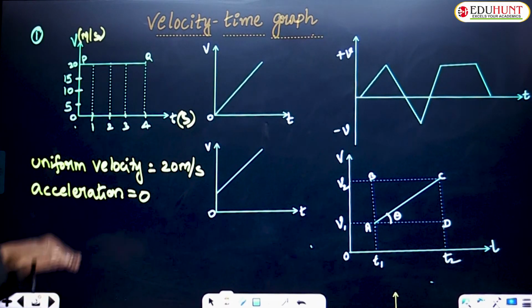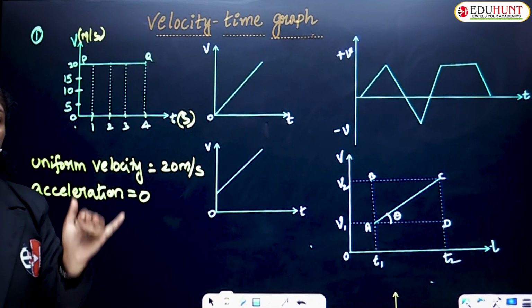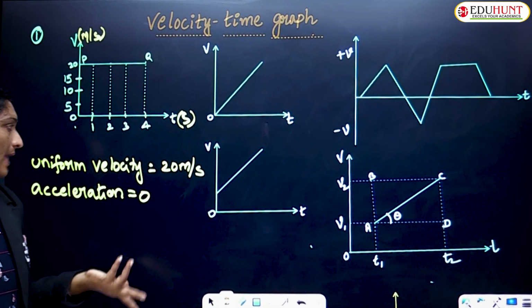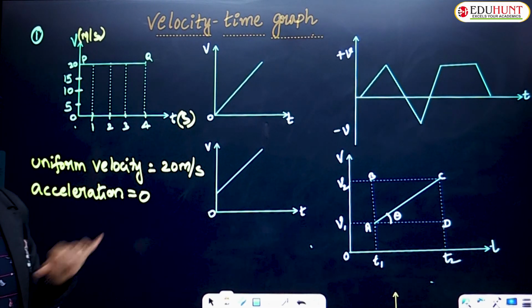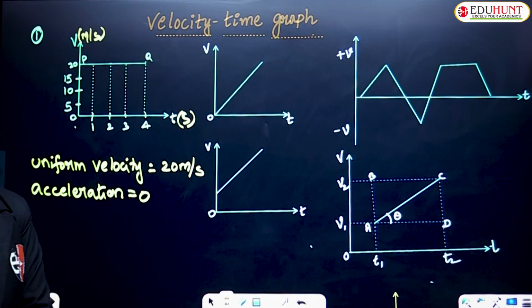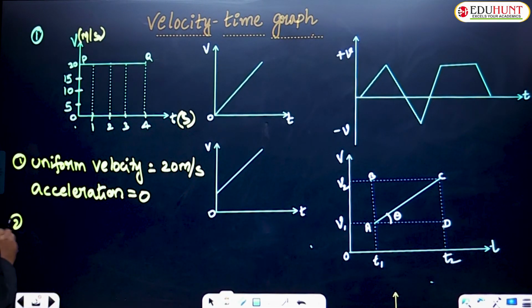Uniform velocity means constant velocity, which means its velocity is neither increasing nor decreasing. So the acceleration is not there at all, hence acceleration is 0. Is that point clear, children? Okay, now moving to the next one, that is case 2.